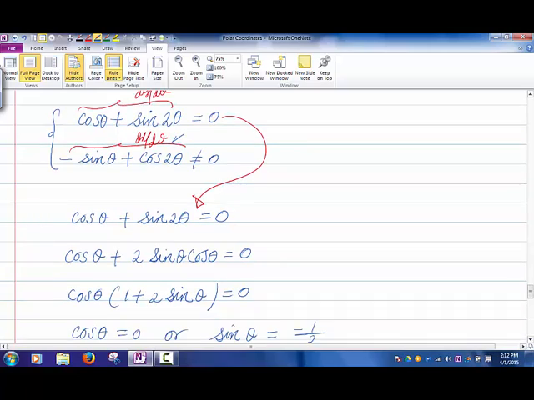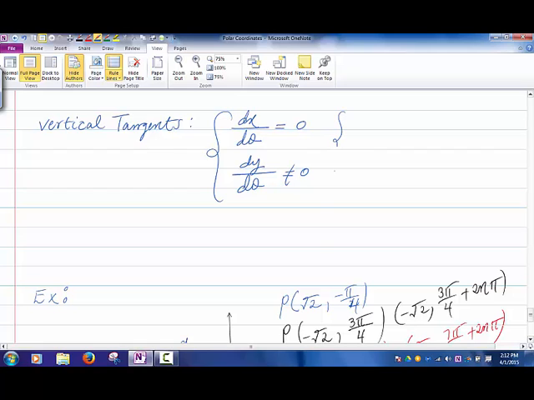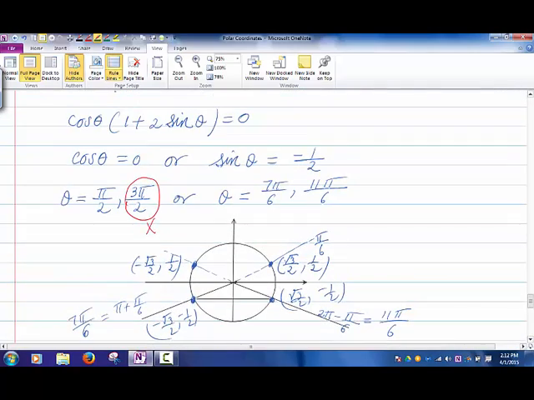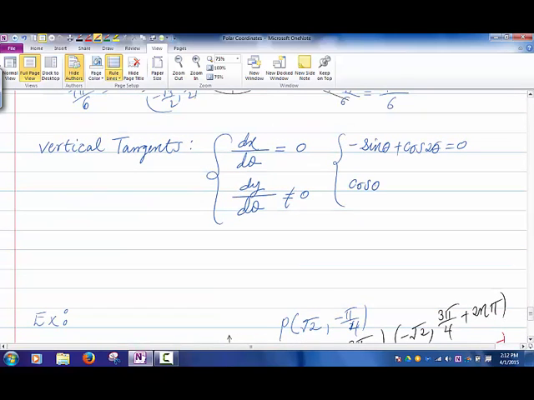Okay, let me write down that. Negative sine theta plus cosine 2 theta. And what is dy/d theta again? Cosine theta plus sine 2 theta, right? Don't want that to be 0. Now, how would you solve this equation here? How would you solve that equation?